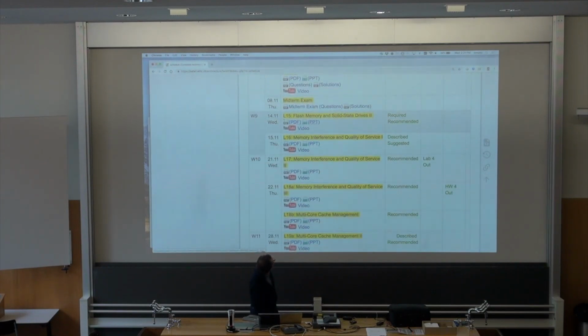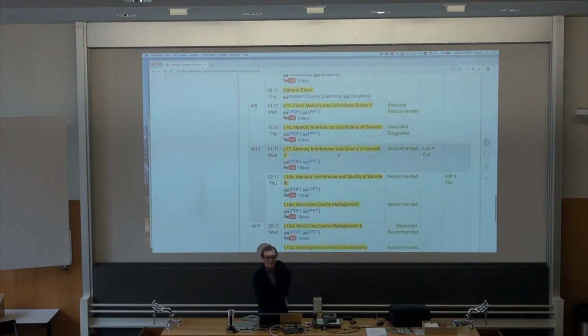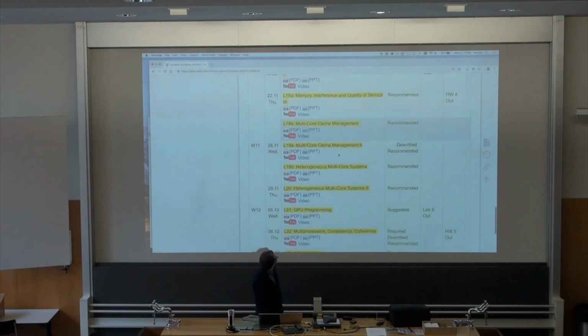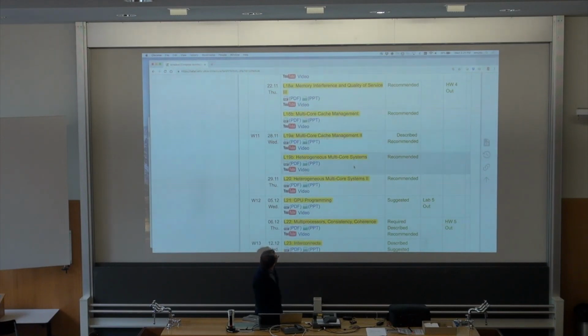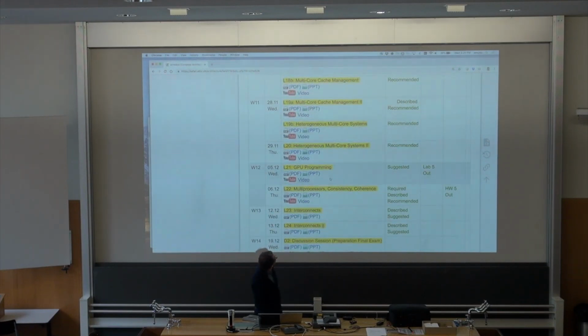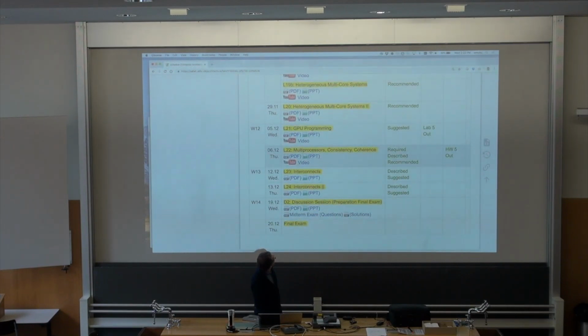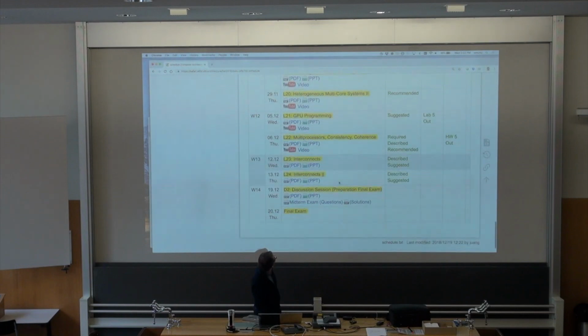After the exam, we covered a little more flash memory, and then we talked about memory interference and quality of service, all of the different ways of handling memory interference. We focused on multi-core cache management, how cache management becomes harder and more important in multi-core. Then we covered heterogeneous multi-core and more heterogeneity, like GPU programming. Then you had the video lecture on multiprocessors, consistency, and coherence. I don't know why the videos are not linked, but if you go to YouTube, you'll find them. They should be linked also. And then we covered interconnects at the end.